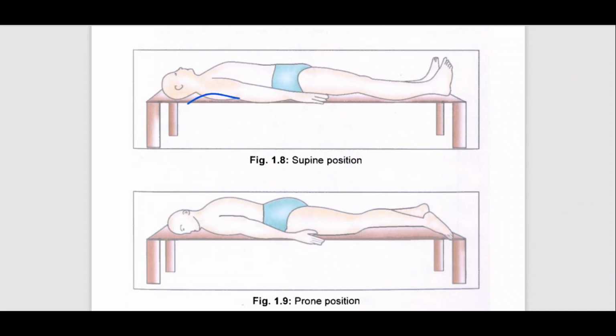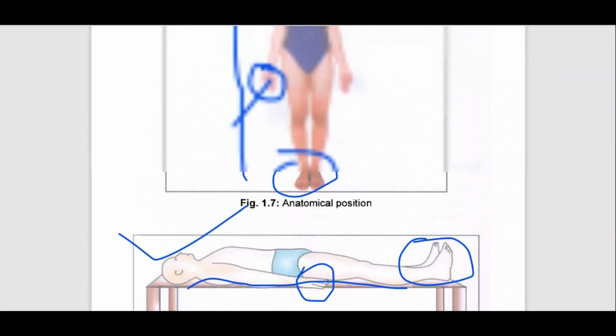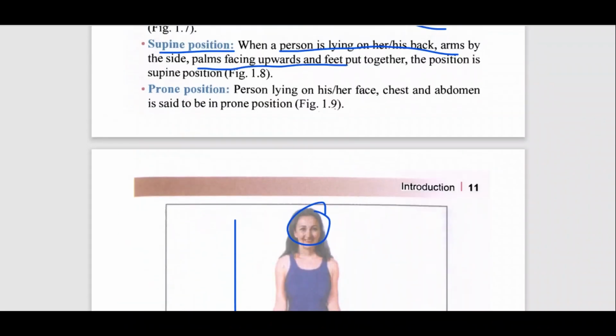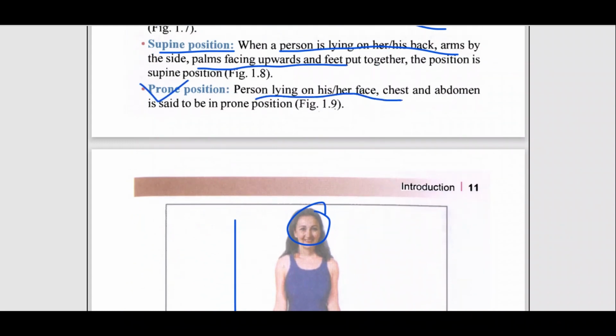अब figure 1.8 में ये दिखाया गया है कि यहाँ पर this person is lying on his back, और इसके जो palms है they are on the upper aspect, or they are on the upward aspect. His feet are together. This position is said to be supine position. अच्छा, ये जो positions है they can come in your MCQs.